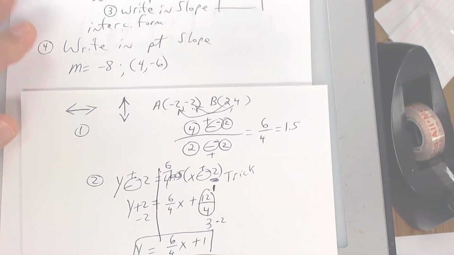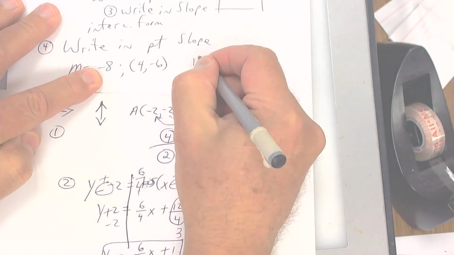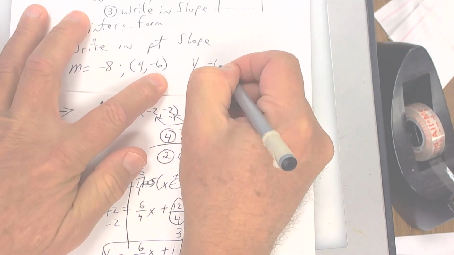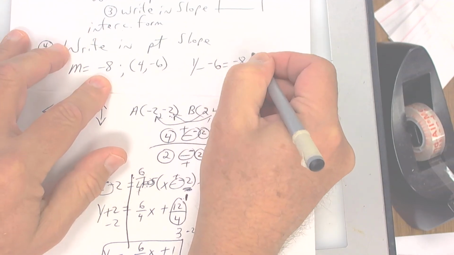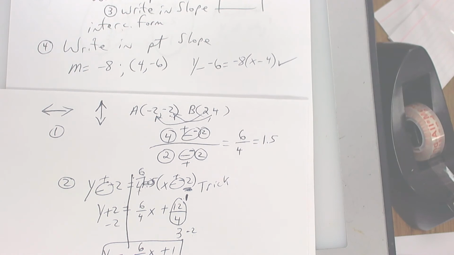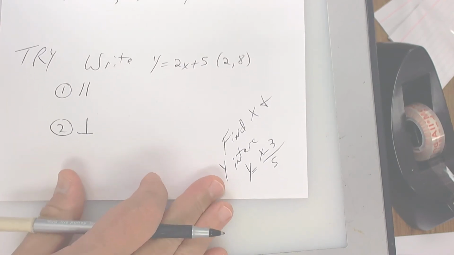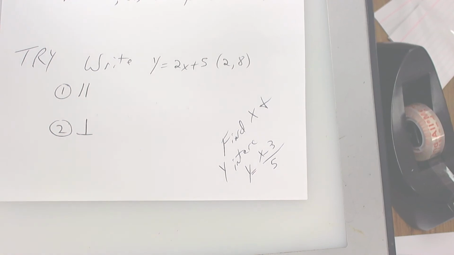Let's go on. Write in point slope form. Well, there's your slope, so it's y minus your y equals your slope, and then x minus your x. Real simple on that one. You can change that to a plus. On a new sheet of paper, try this. Try number 1 and 2.